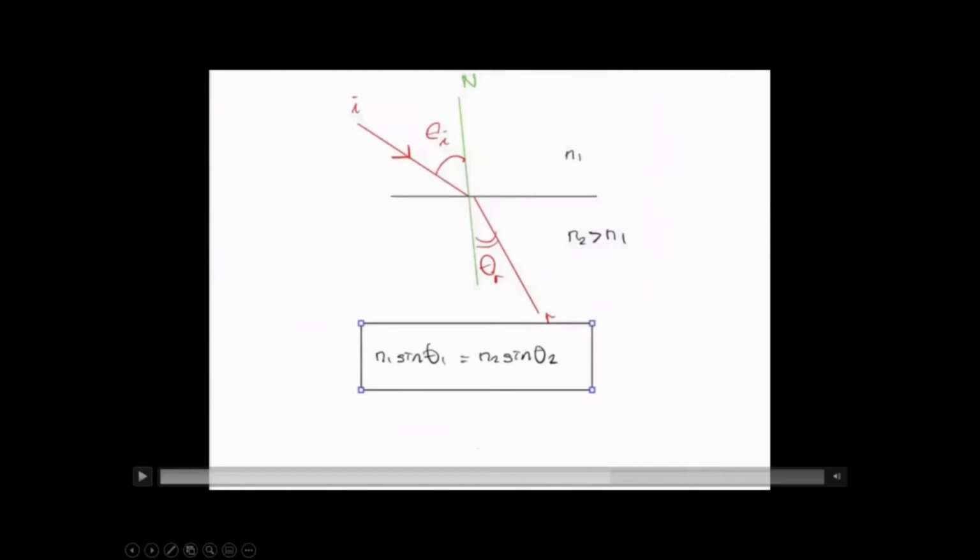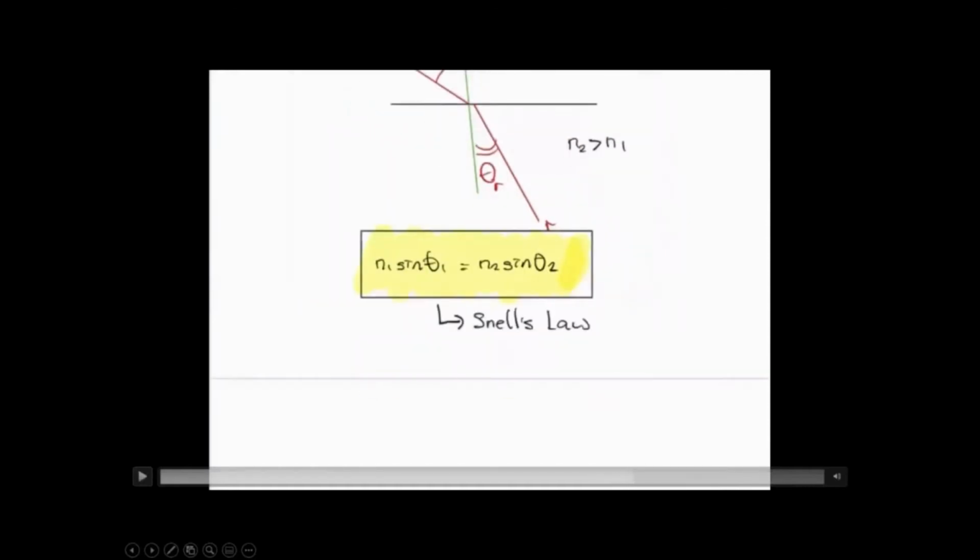The relationship between the index of refraction and the angle of incidence and angle of refraction is this. This is known as Snell's law in essence. So this is Snell's law. If you know the angle of incidence, you can figure out the angle of refraction, provided that you know the indices of refraction for the media that you got.